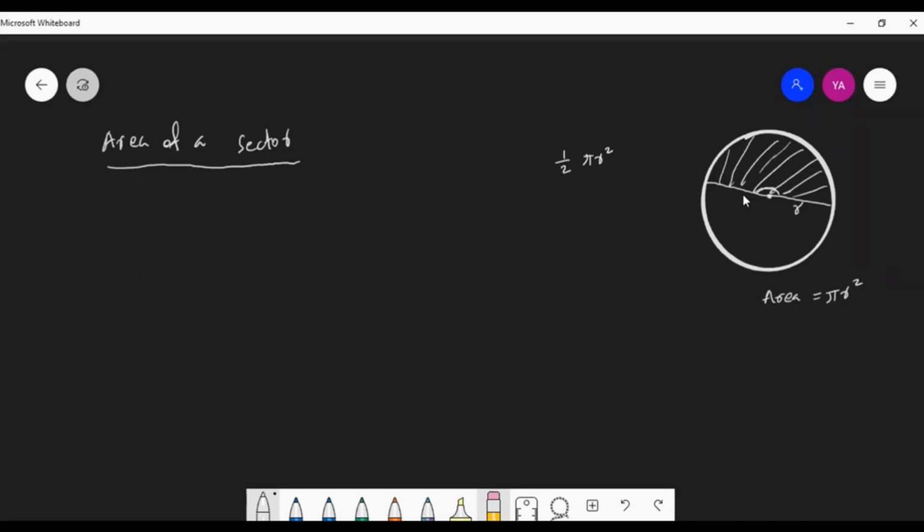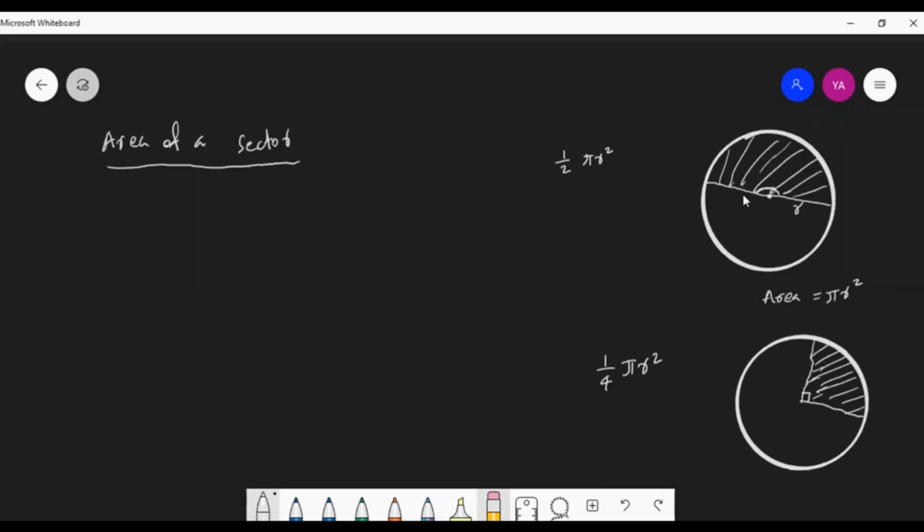And I draw some other picture here. Imagine this is the same circle, and I take a sector like this, with the angle at the center 90 degrees, and I shade the sector. So can you tell what will be the area of this sector? 1 by 4 pi r square. Yes, 1 by 4 into the total area will come. 1/4 of the area of the circle will come.